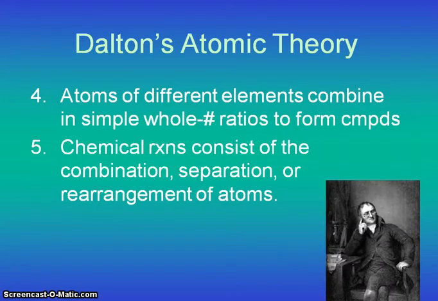If they're different elements, they have different characteristics. And the last two parts of his theory are that atoms of different elements combine in simple whole number ratios to form compounds. So that's the law of multiple proportions. And the last part tells us that chemical reactions consist of the combination, separation, or rearrangement of atoms. And so those are all part of Dalton's atomic theory.